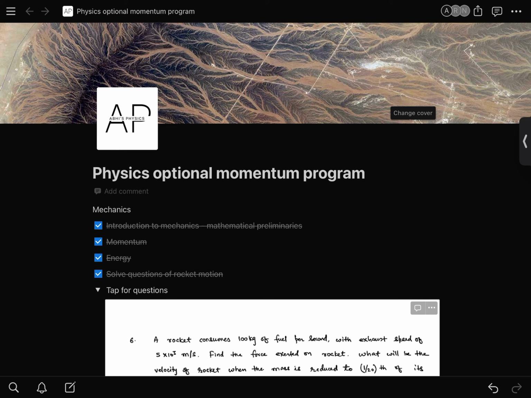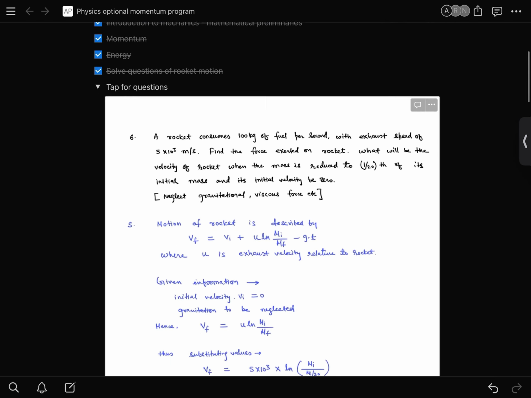Then he had to solve the questions on rocket motion. We all know that in previous years there have been 10 to 12 rocket motion questions. So what will we do now? First, from momentum, we know that rocket motion actually depends on the second law of motion, and it is also dependent on the momentum part. So there are two solved questions.